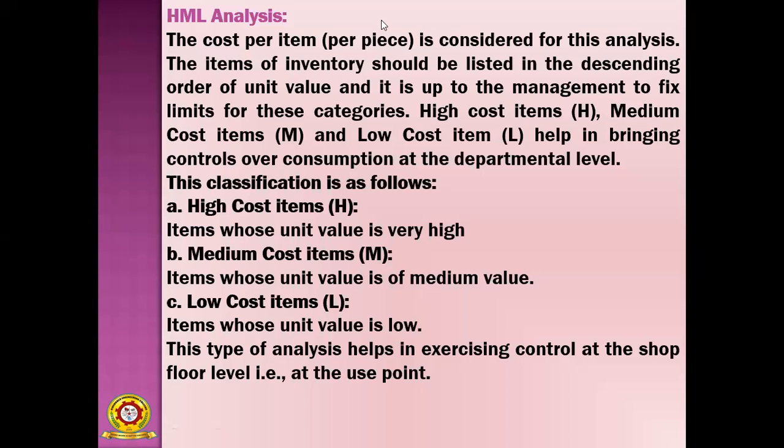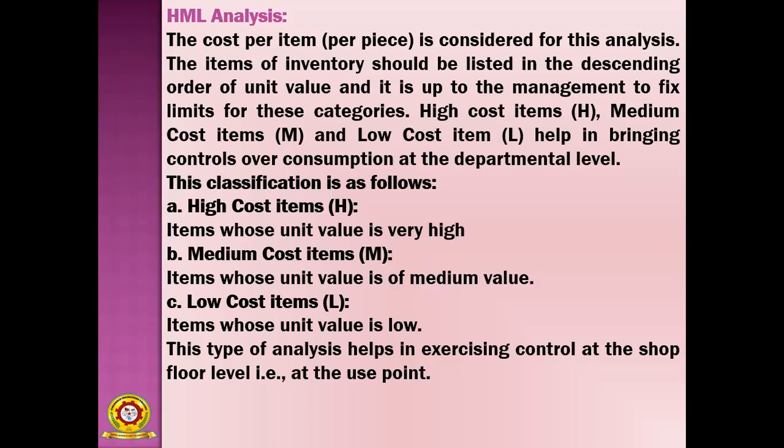Okay. So high cost items H, medium cost items M, and low cost items L help in bringing controls over consumption at the departmental level. So you have to control at the department level also. So high cost item, medium cost item, low cost item. So the classification is as follows. High cost items whose unit value is very high, and medium cost items whose unit value is of medium value, and low cost items whose unit value is low.